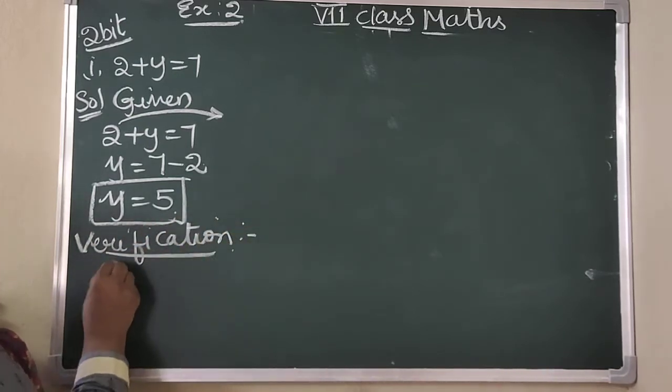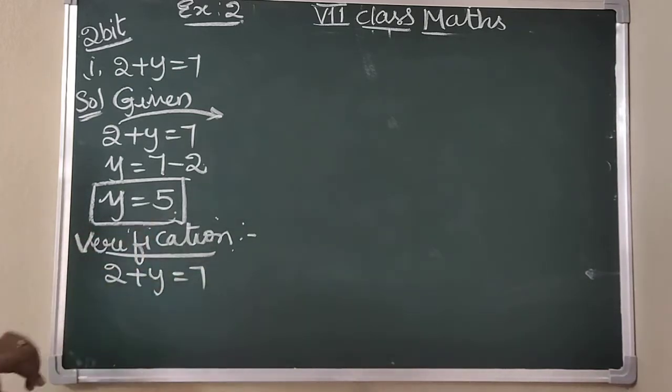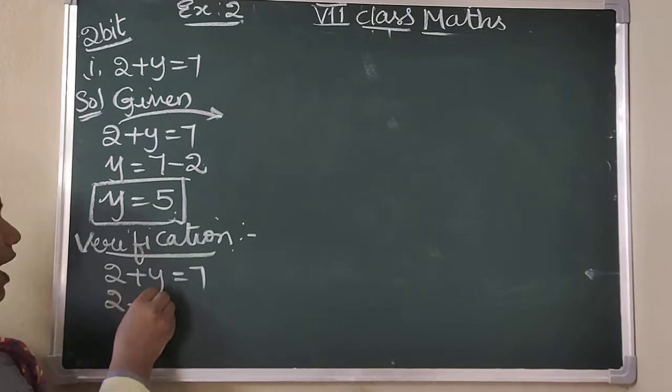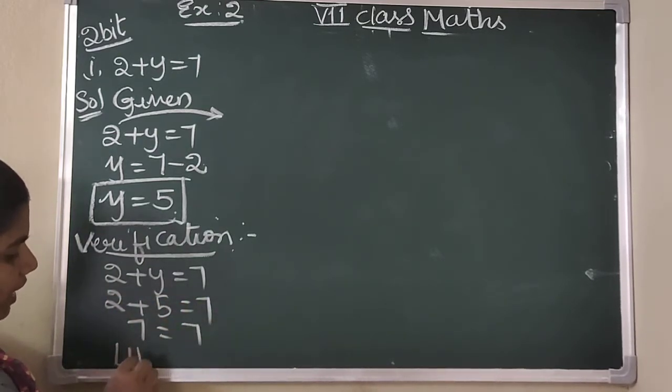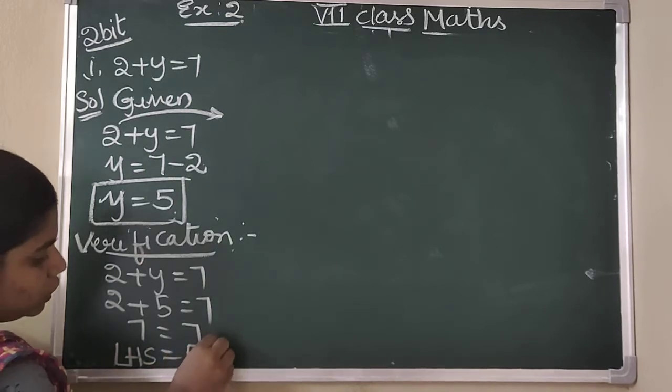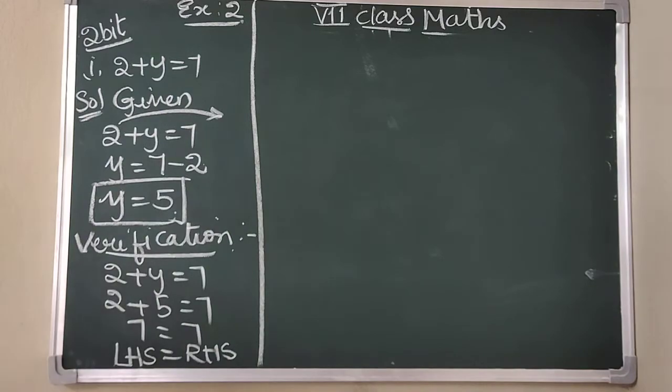So what is the question? 2 plus y is equal to 7. The y value you got is 5. So 2 plus 5 is equal to 7. 7 is equal to 7. So we can say that the LHS part is equal to the RHS part. So what we did is a correct answer.